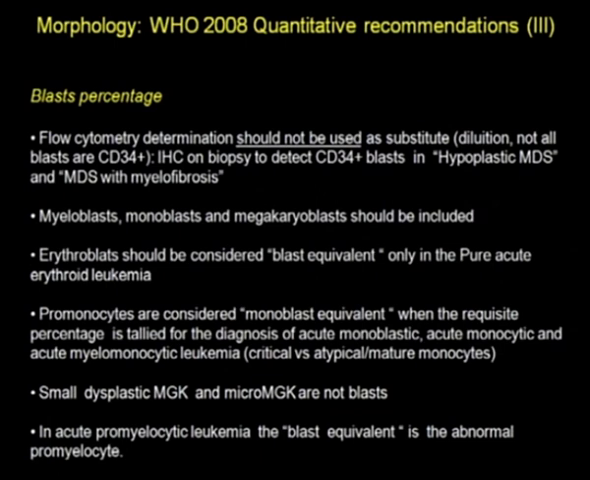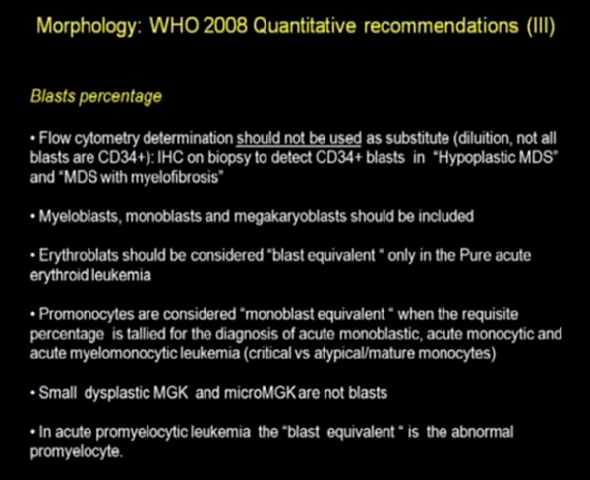Another recommendation is that myeloblasts, monoblasts, and megakaryoblasts should be included into the counts. If you remember the previous slide, megakaryocytes are not included in the myelogram, but megakaryoblasts should be included into blast count. And other details are that erythroblasts should be considered blast equivalent only in the context of the pure acute erythroid leukemia.